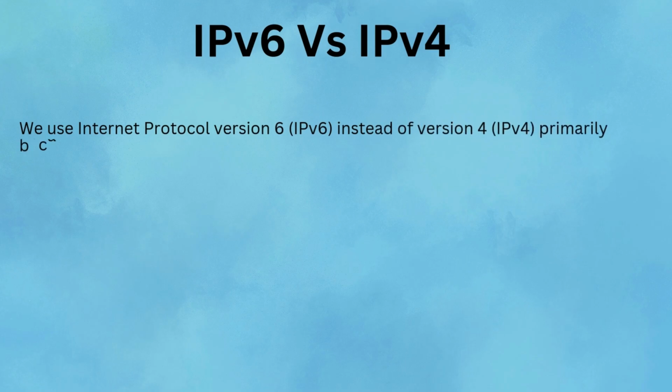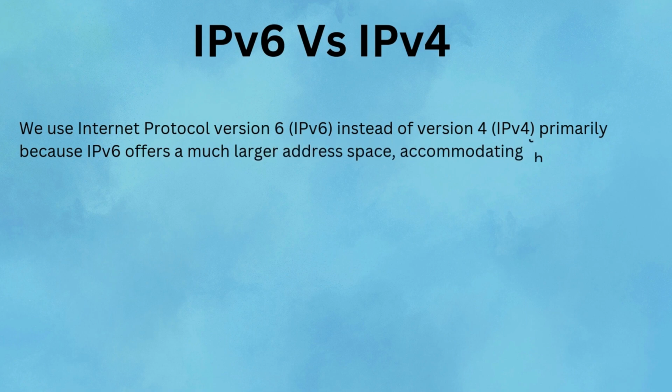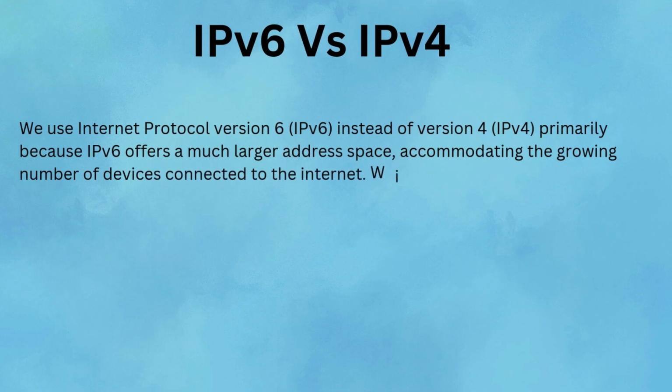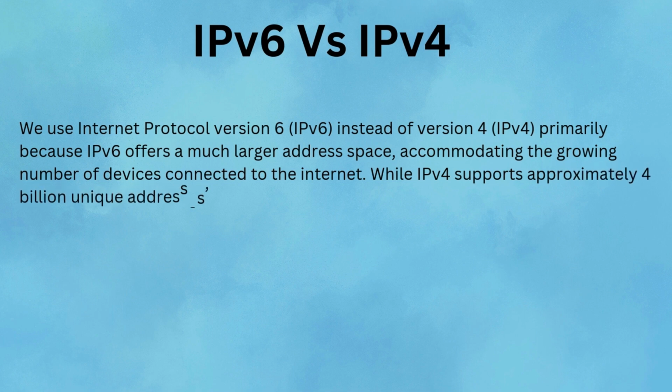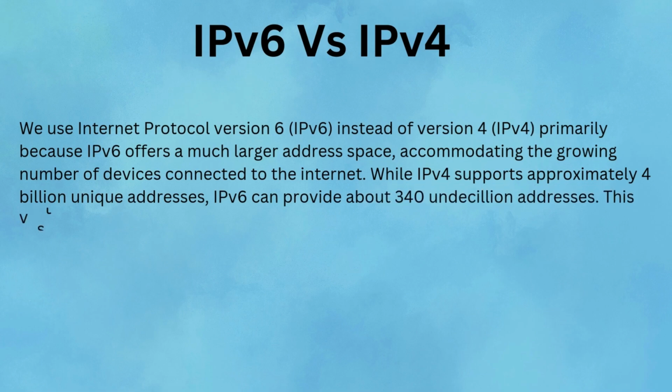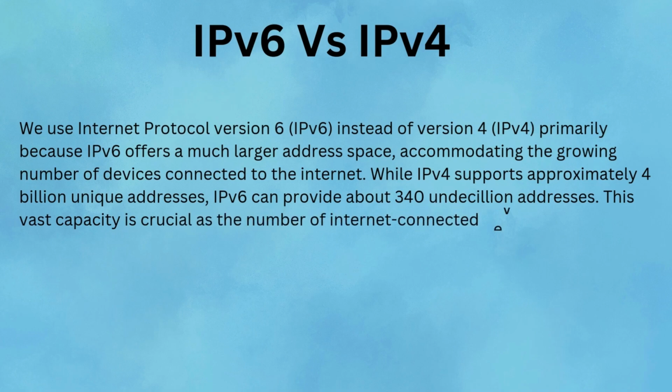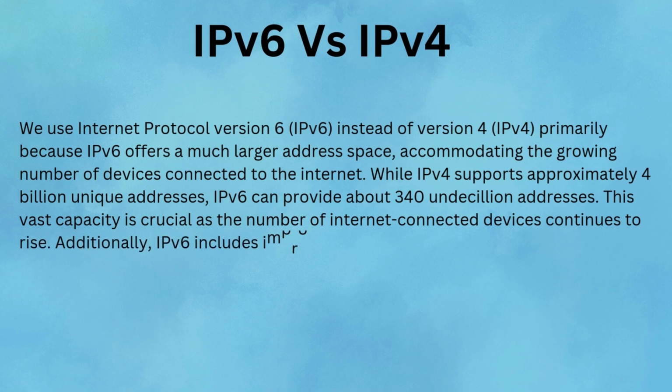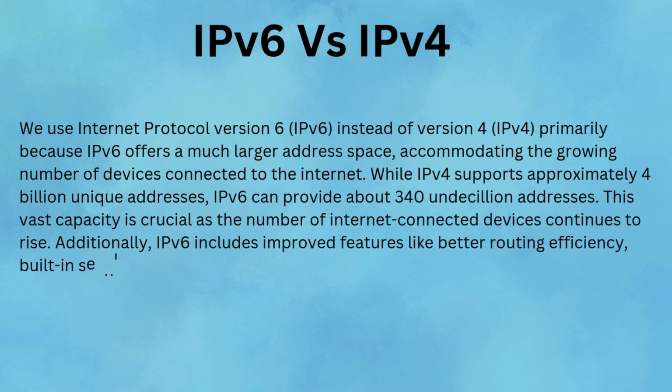We use Internet Protocol version 6, IPv6, instead of version 4, IPv4, primarily because IPv6 offers a much larger address space, accommodating the growing number of devices connected to the Internet. While IPv4 supports approximately 4 billion unique addresses, IPv6 can provide about 340 undecillion addresses. This vast capacity is crucial as the number of Internet-connected devices continues to rise. Additionally, IPv6 includes improved features like better routing efficiency and built-in security.